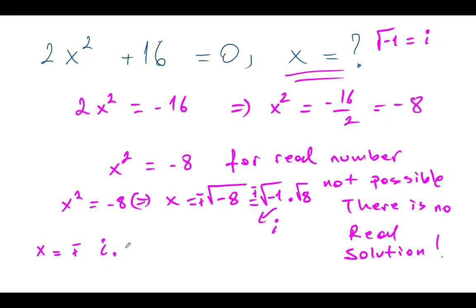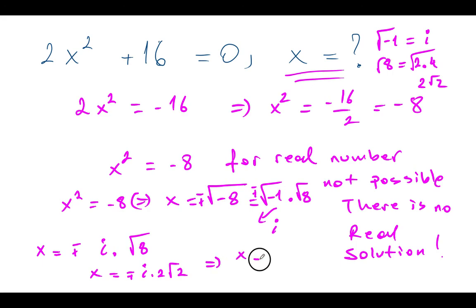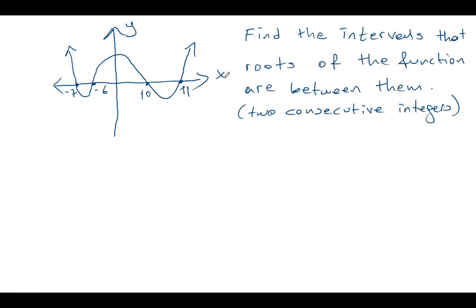i times root 8, and 8 could be written as 2 times 4, so root 8 will be, 4 will be outside, 2 root 2. So we can say that x is equal to plus minus i times 2 root 2. If we arrange this, the first x is equal to negative 2i root 2, and the second x is positive 2i times root 2. So we have two complex solutions. Yeah, that's it. Good.